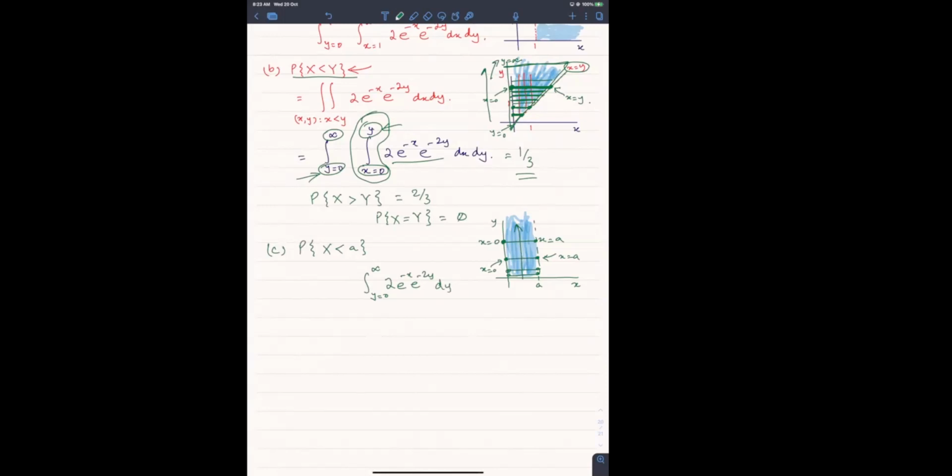Okay. And then x going from 0 to a, dx, x going from 0 to a, dx. Now, what you might notice is you might recognize this guy here.